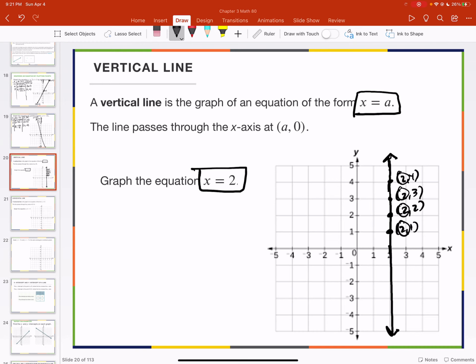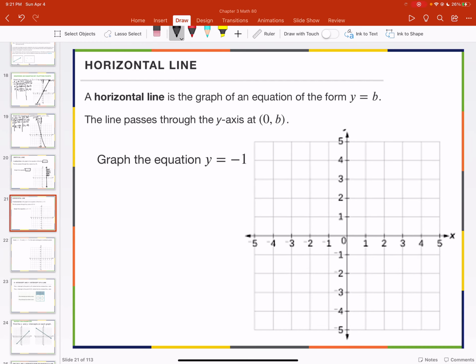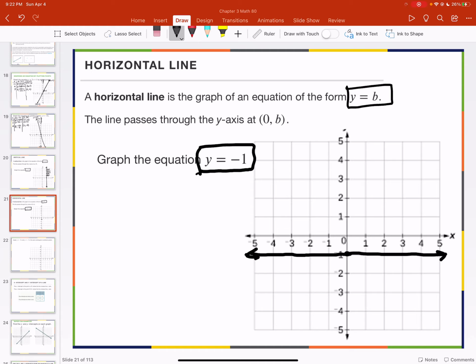What about horizontal lines? Horizontal lines, as you can imagine, are different. They have the form y equals b, no values of x here, right? So let's say here we want to graph the equation y is equal to negative 1. So where does y equal negative 1? Right here. And then we just go ahead, boom, horizontal line, y equals negative 1.